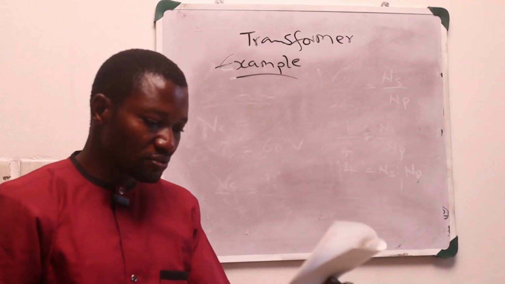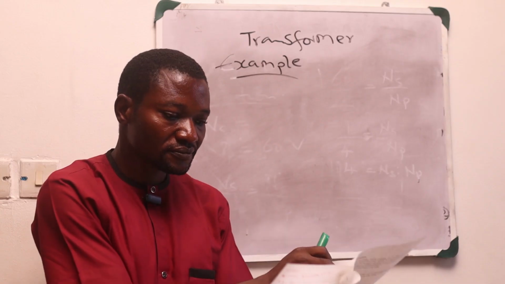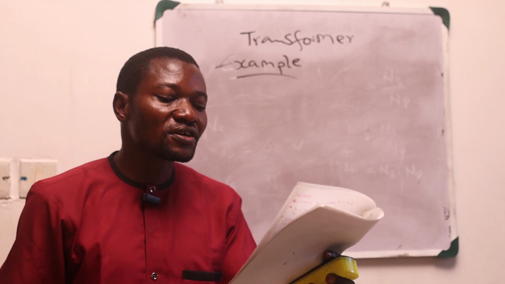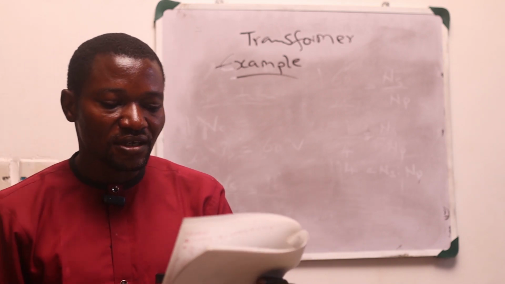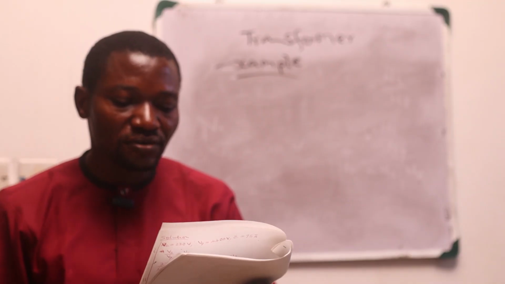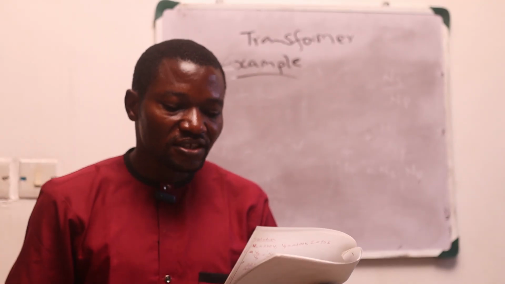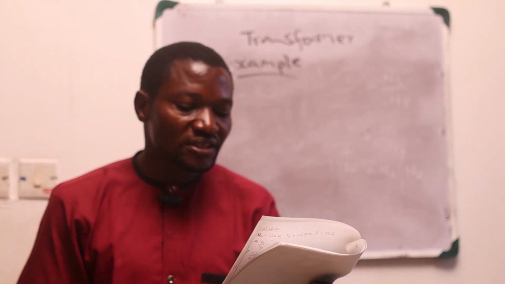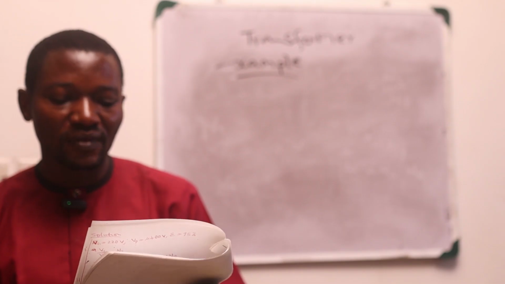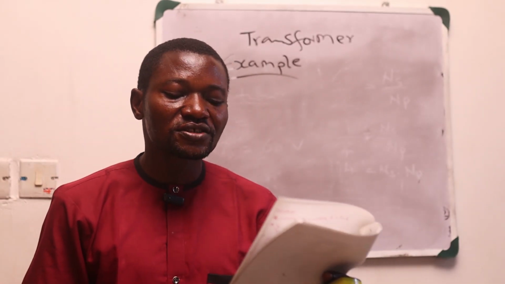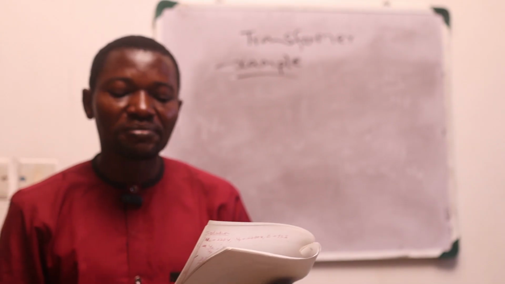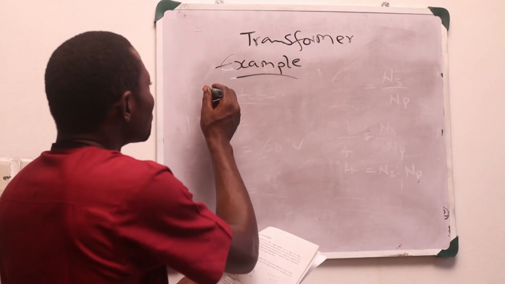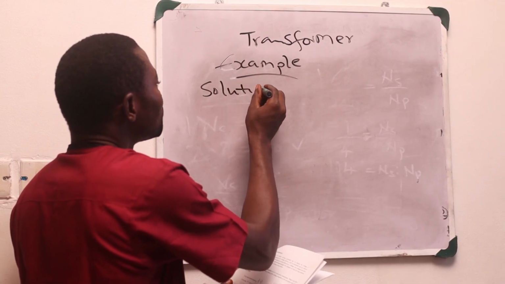Let's look at another example. We have a question here. A transistor radio adapter transformer delivers 12 volts to the radio. If the input to the transformer is 110 volts and the primary coil contains 400 turns, how many turns are on the 12 volt secondary? To go about it, let's look at the given parameters.